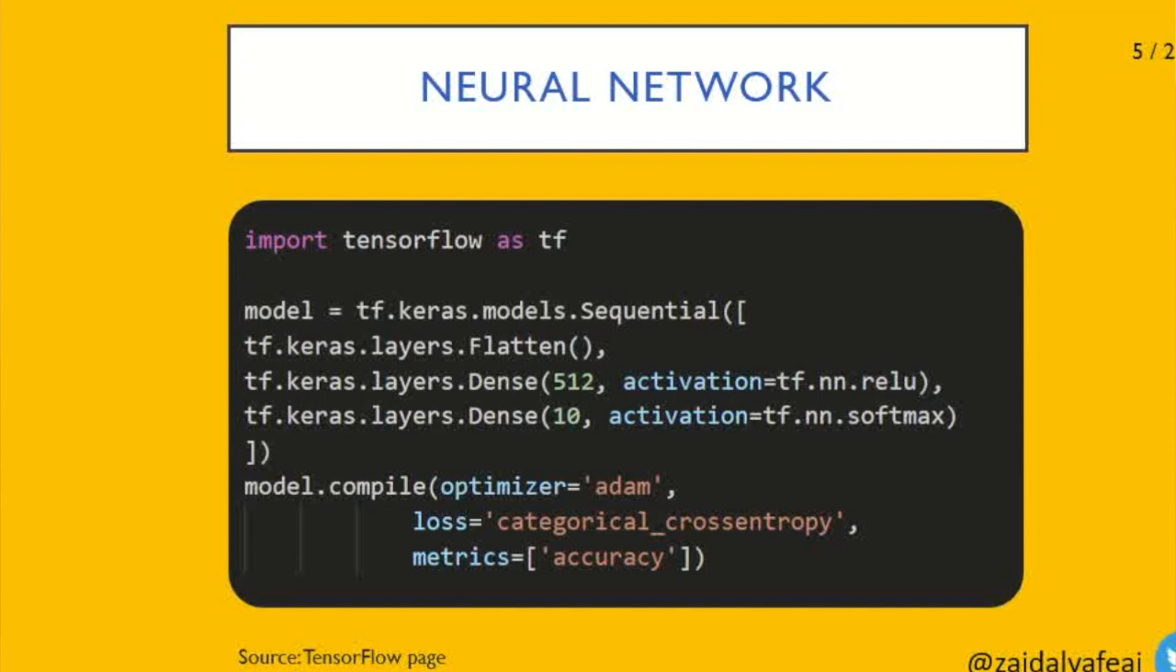So this is a basic code for creating a neural network in TensorFlow. First we import TensorFlow. Then we create two layers. These are kind of the same layers as we saw in the demo. The first layer contains 512 neurons, and the second layer contains 10 neurons. In between these layers, there are what we call activation functions. They are used to learn complicated information in the data.